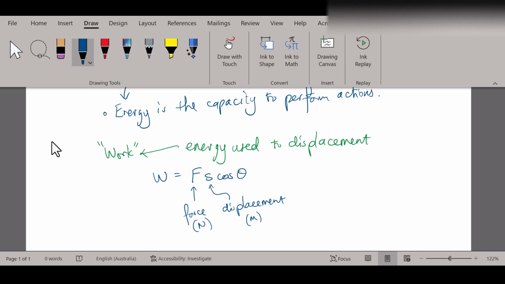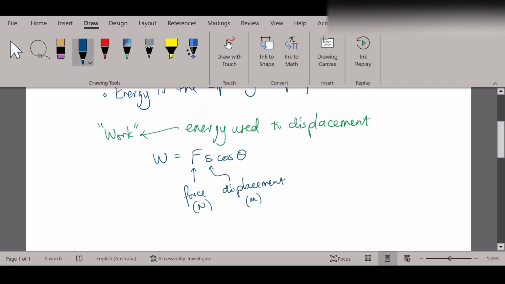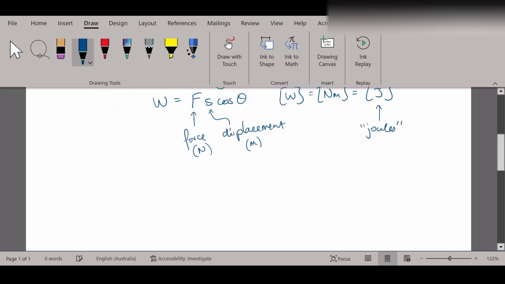The final units of work, I should mention, are newton meters, and we abbreviate that as joules, very, very often. So joules is the unit of energy, and that's basically it.